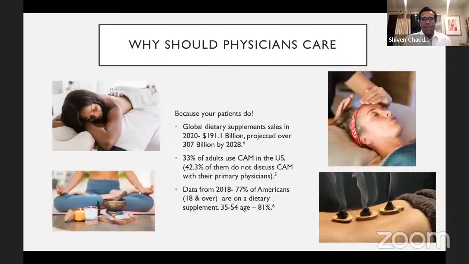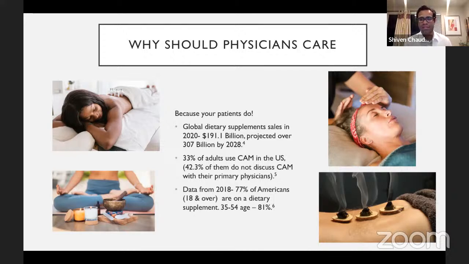So I get a lot of physicians that ask me, well, why should we care? We don't have good data for this. We don't have the right research ongoing in these fields. Why should we care about any complementary and alternative medicine? And here's the reason why. The simple answer is because your patients care.